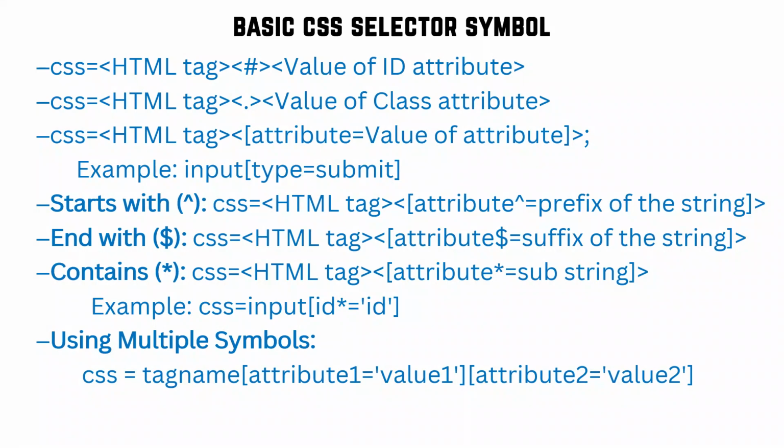One part is dynamic, one part is static. So the dynamic part may be getting changed every time. So in case you give the full value, it will not work. Why? Because the dynamic value is changing every time. So in those areas you cannot use the full value. Instead of that, you can go with starts with, ends with, or contains on the static component. So how can you use it? Tag name, attribute, caret sign, prefix of the string.